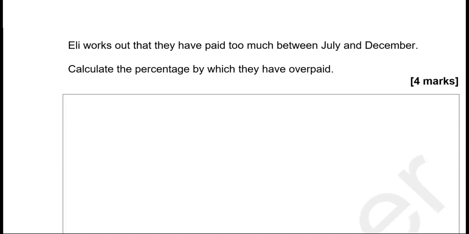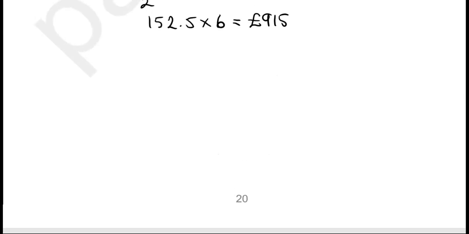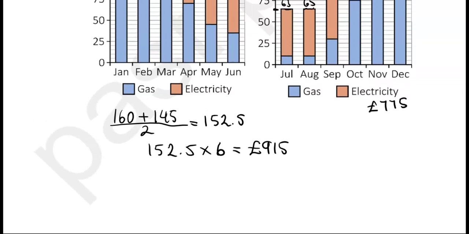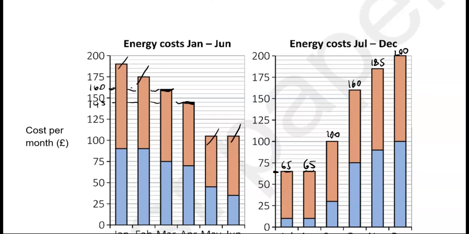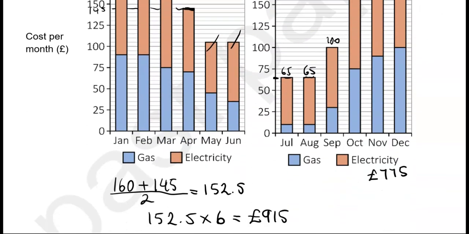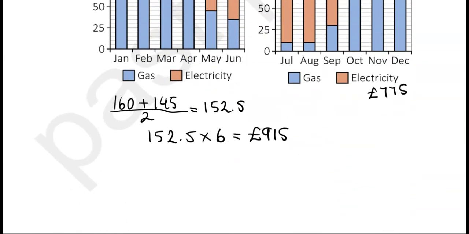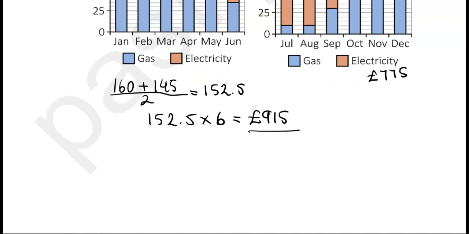So we've got to work out the percentage by which they have overpaid, and this is in comparison to last year. So the cost was 915, and that is higher than 775. So we're going to go 915, take away 775.